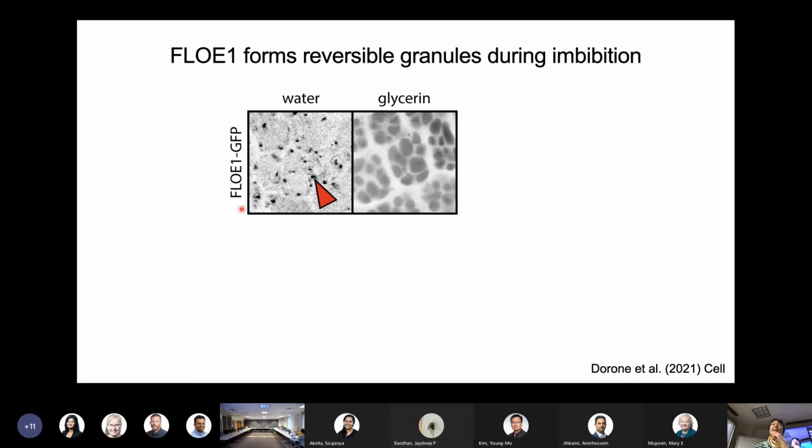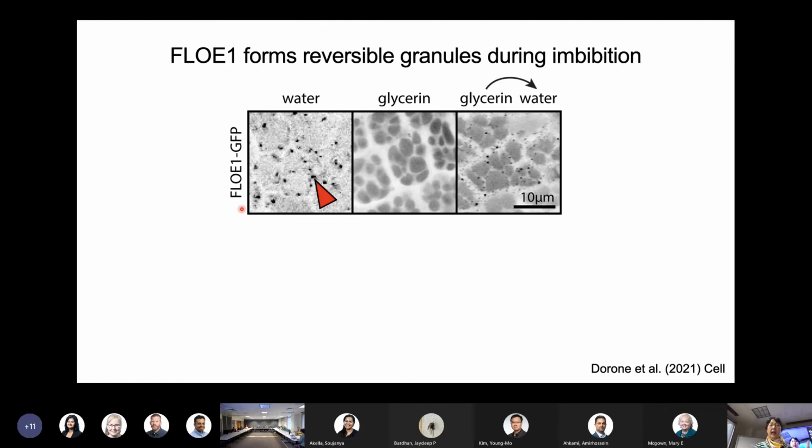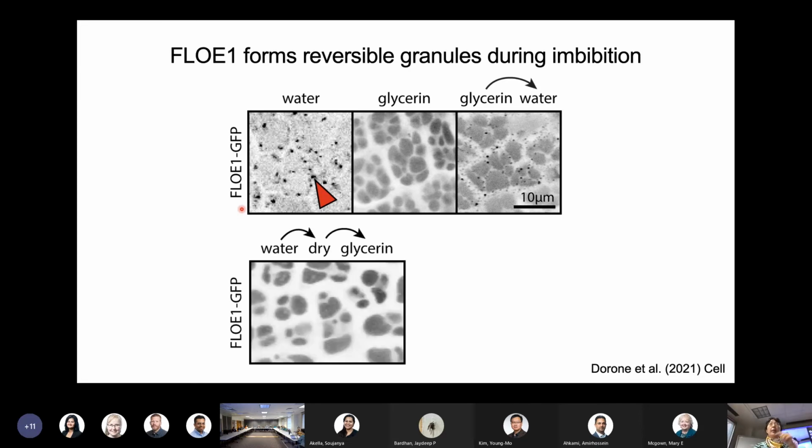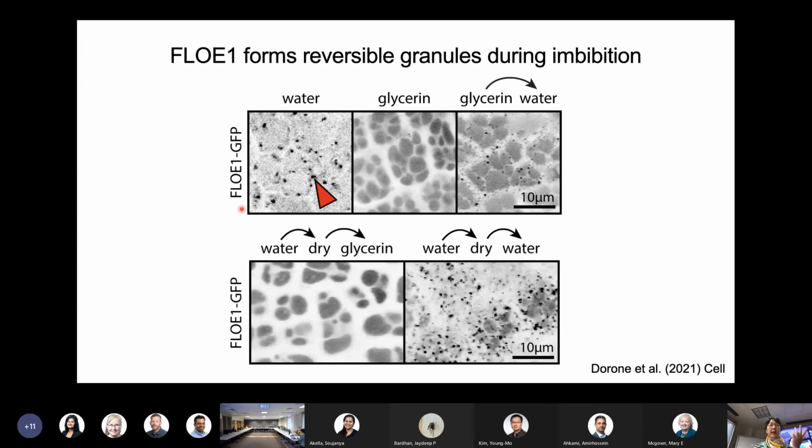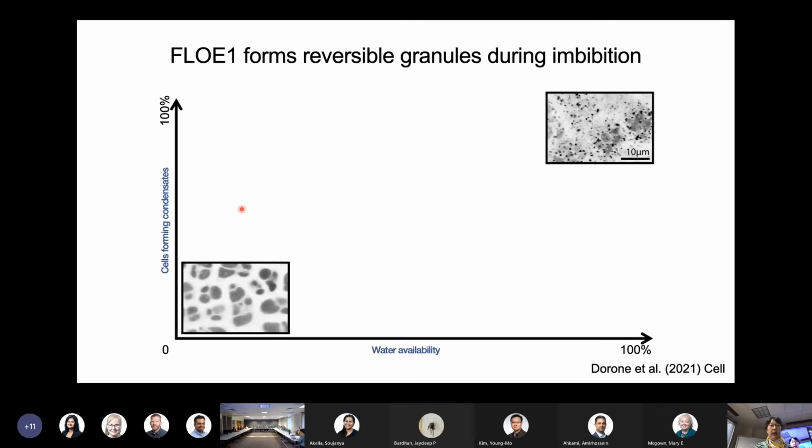When we actually dissected the seeds out in glycerin, in non-aqueous condition, we didn't see these granules. And then when we put them back into water, we saw the granules as soon as we put them into the water, within a few seconds. And we can go back and forth how many times we could still see the presence of the granules in water and the absence of the granules without water. So this is reversible, like hydration or water-dependent granule formation is what we saw with the protein. So that was kind of cool.